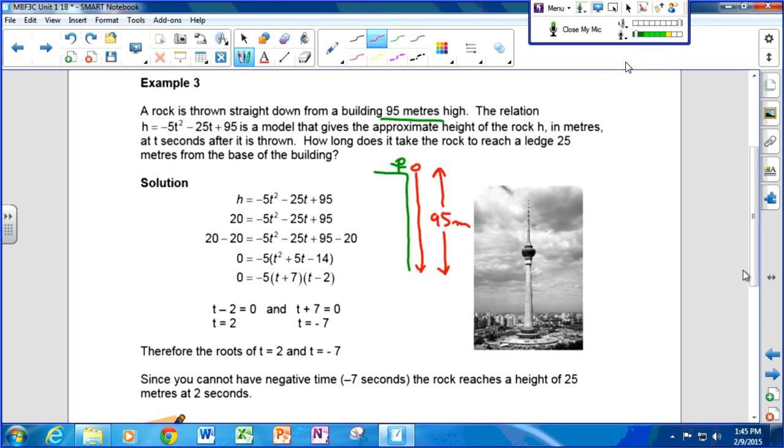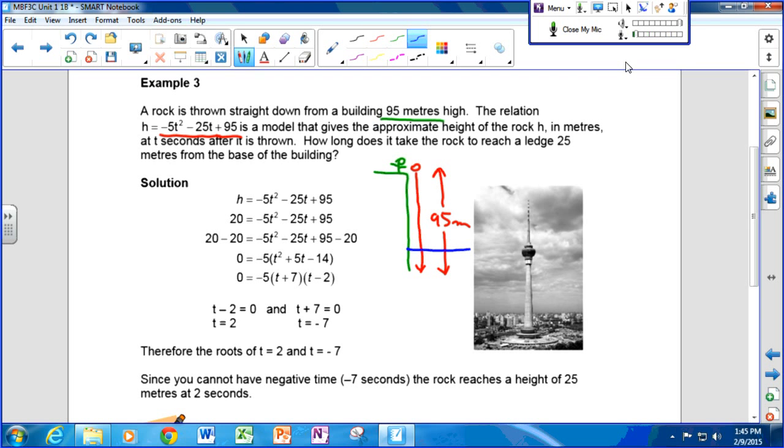The relation h equals negative 5t squared minus 25t plus 95 is a model that gives the approximate height of the rock in meters. How long does it take the rock to reach a ledge 25 meters from the base of the building? Right about there, I think.